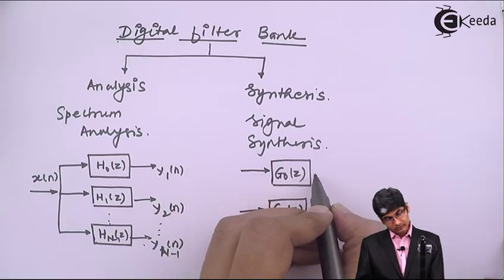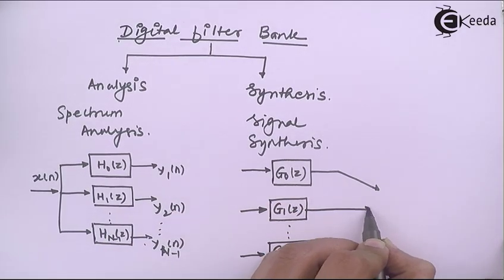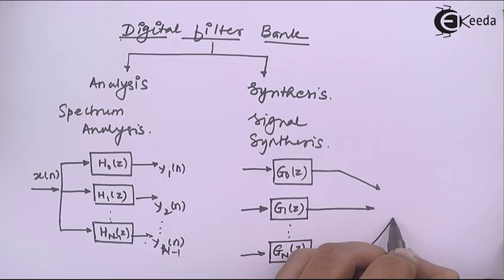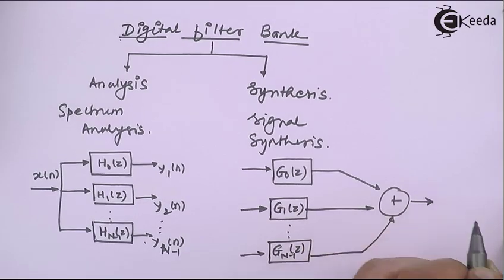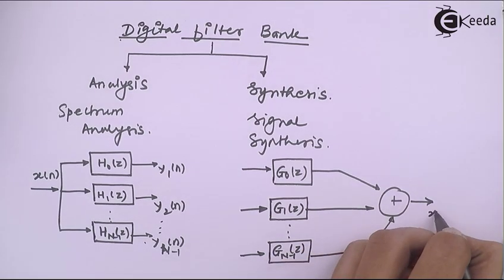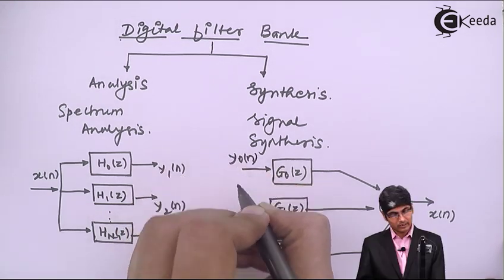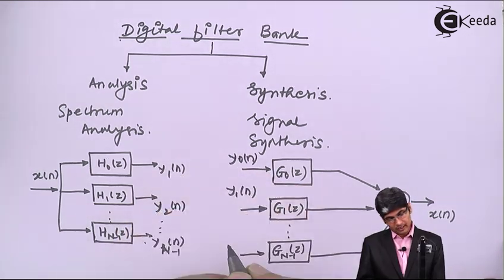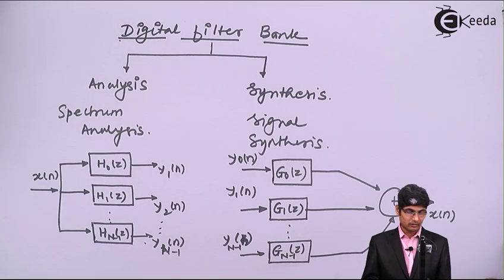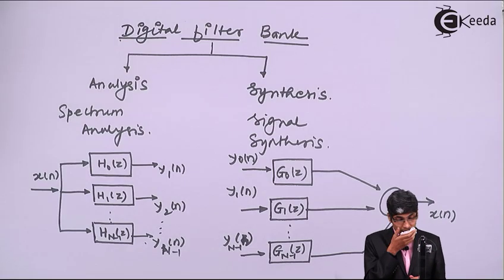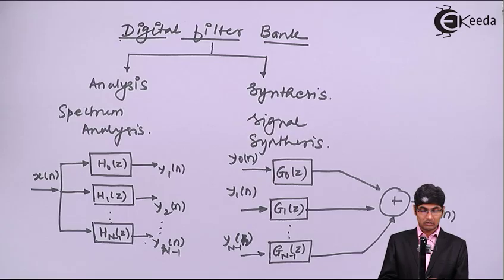and then they will all sum up together into an adder to produce a particular output. Let us say x of n, and I will get y0 of n, y1 of n and y n minus 1 of n, sorry, not z, n. Agreed? So this is how an analysis bank and a synthesis bank look.